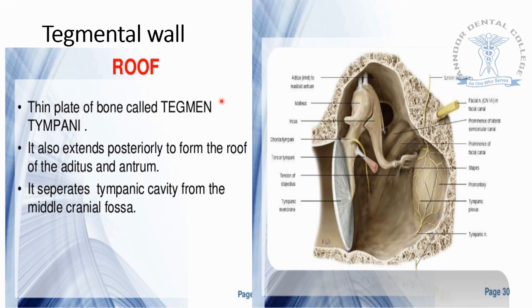Boundaries of the middle ear: the roof or tegmental wall. This roof separates the middle ear from the middle cranial fossa. It is formed by a thin plate of bone known as the tegmen tympani, which also extends posteriorly to form the roof of the aditus and the mastoid antrum. It separates the tympanic cavity from the middle cranial fossa.